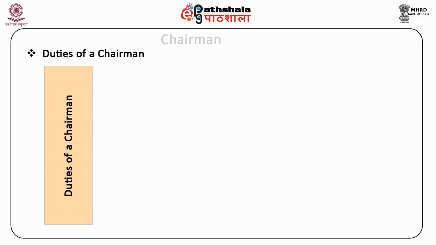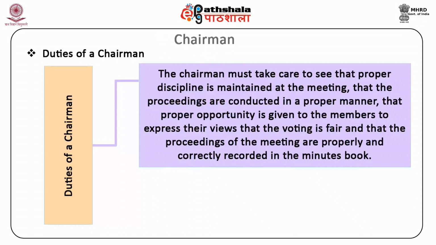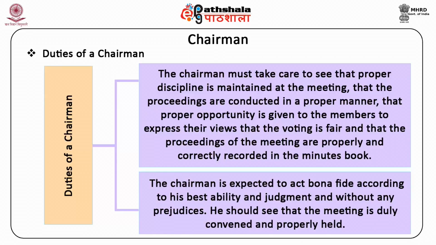The duties of a chairman are: first, the chairman must take care to see that proper discipline is maintained at the meeting, that the proceedings are conducted in a proper manner, that proper opportunity is given to the members to express their views, that the voting is fair, and the proceedings of the meeting are properly and correctly recorded in the minutes book. Second, the chairman is expected to act bona fide according to his best ability and judgment, and without any prejudice. He should see that the meeting is duly convened and properly held.